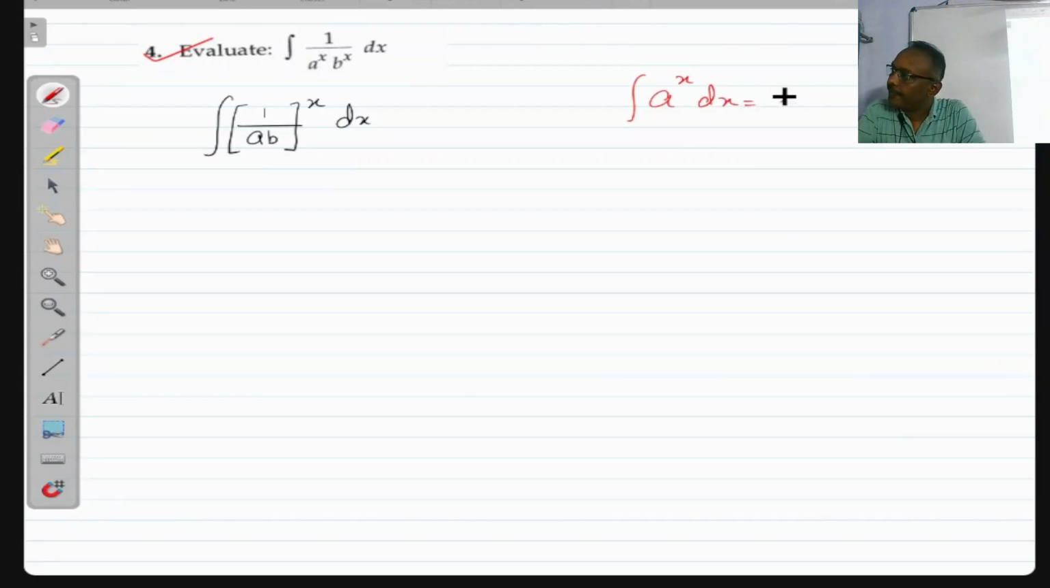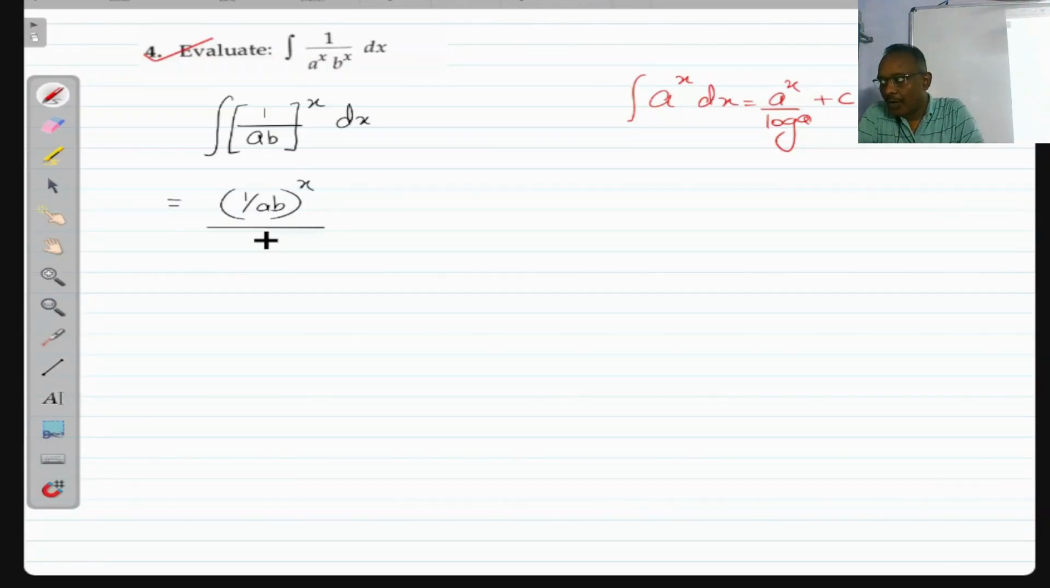Formula: a to the power x upon log a. So here it would be 1 by ab to the power x upon log of 1 by ab, plus c.